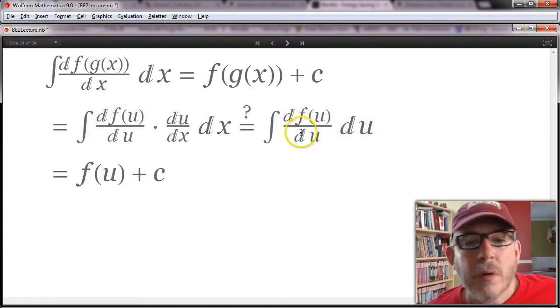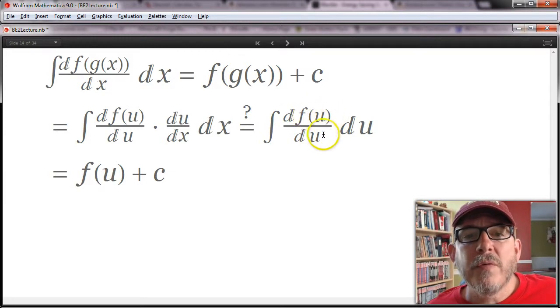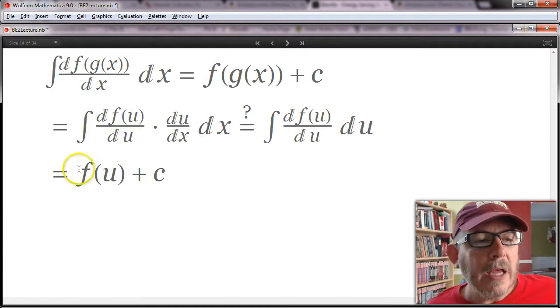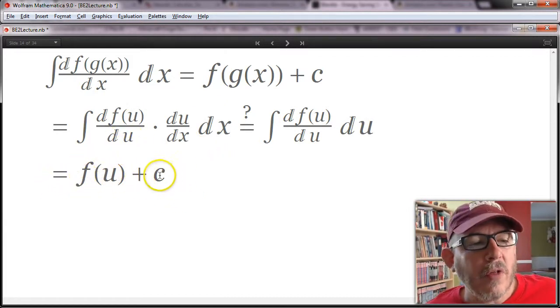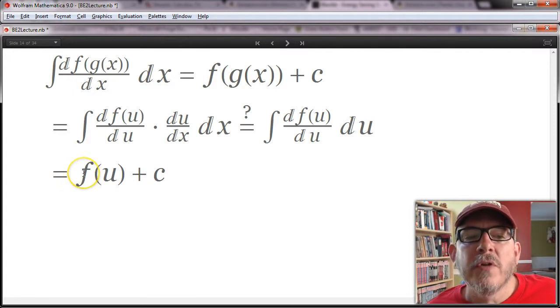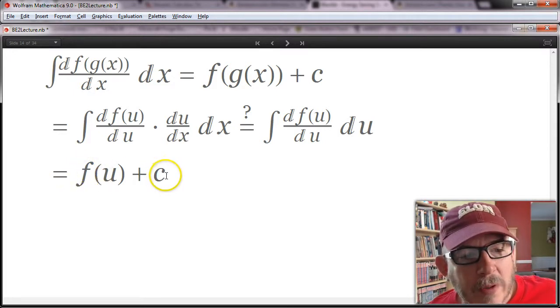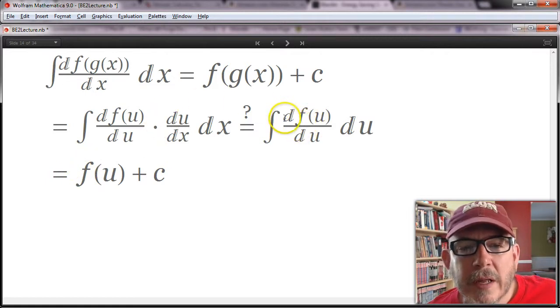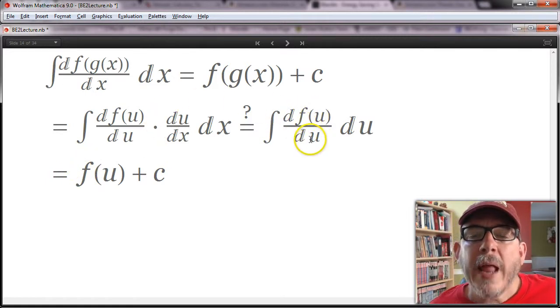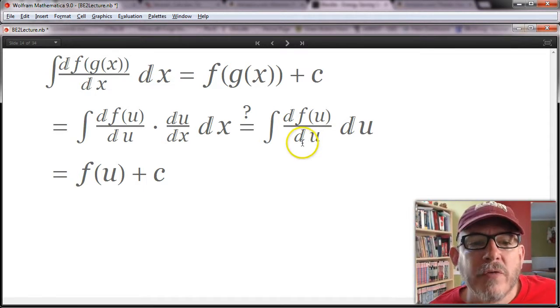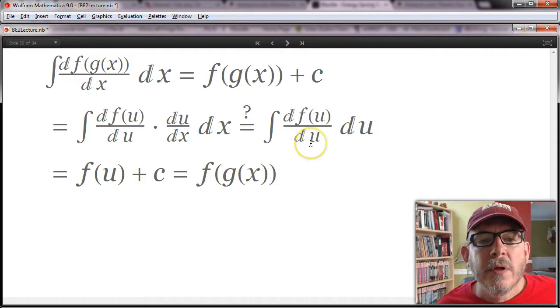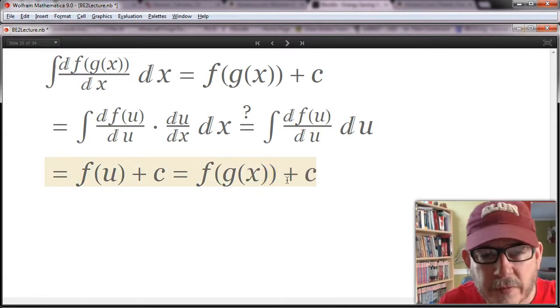What would happen? Well, this is the derivative of f of u with respect to u, and then this is the antiderivative of that. So what does it give us? It gives us back f of u plus some constant. So this is the whole family of expressions that if I took the derivative, no matter what c is, I'd get back df du. Now, what if you stuck back in for u g of x? If you substituted that back in, what would you get? Well, you get f of g of x, and I should put plus some constant.